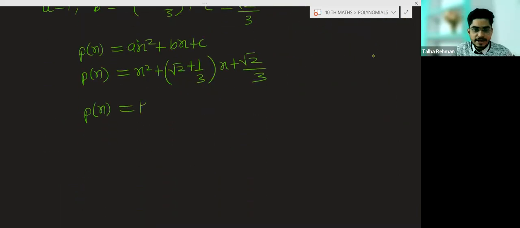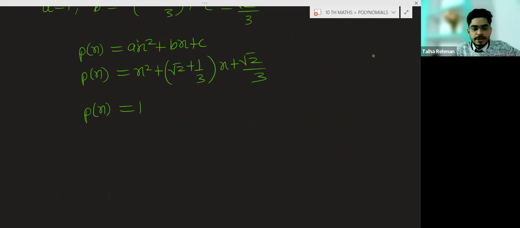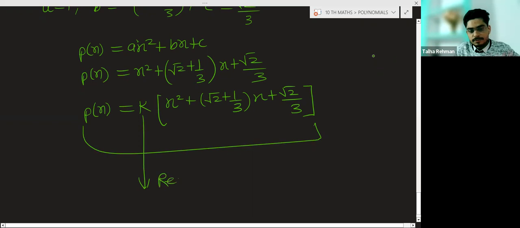So basically you will get k times of x square plus root 2 plus 1 by 3 into x plus root 2 by 3. So this is the required polynomial, and k is a real number. Understanding?